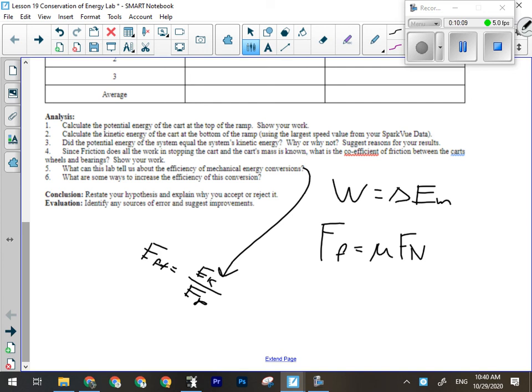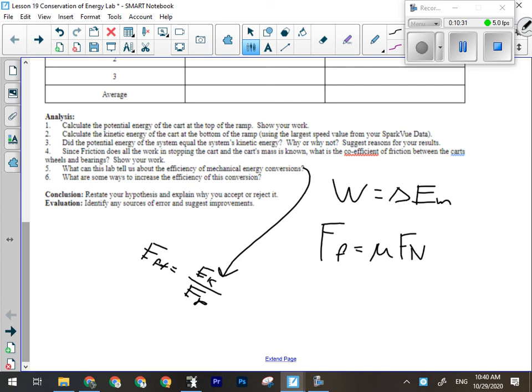What does that tell us about a very simple energy conversion? Was it pretty efficient, not efficient? What does that mean? So a little blurb there. And then for number 6, what would be some ways to increase the efficiency of this conversion? So just talk about a couple of ways that you could maybe make that conversion a little bit more efficient, so that more of the potential turned into kinetic at the bottom of the ramp.